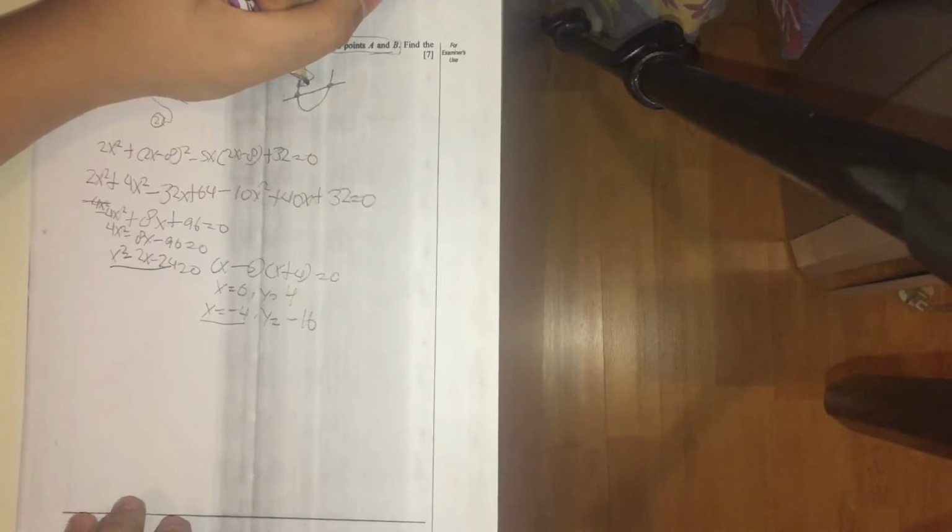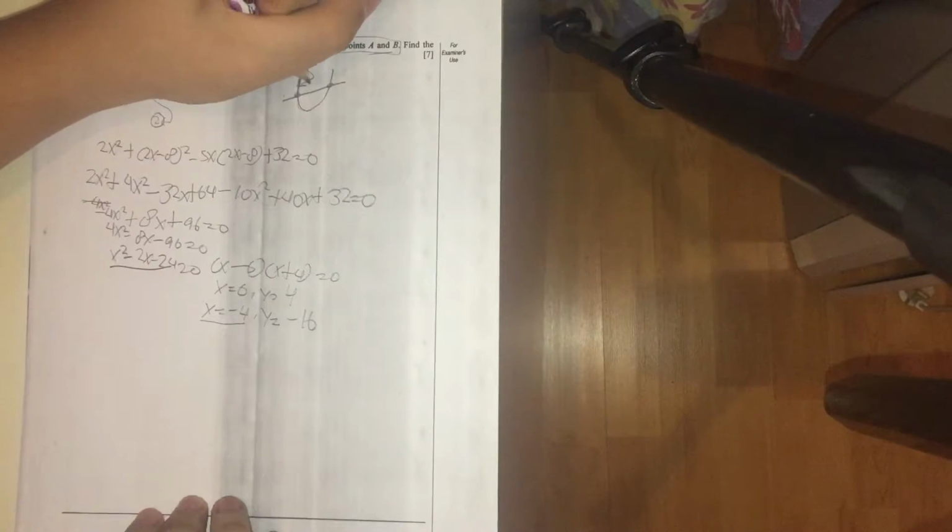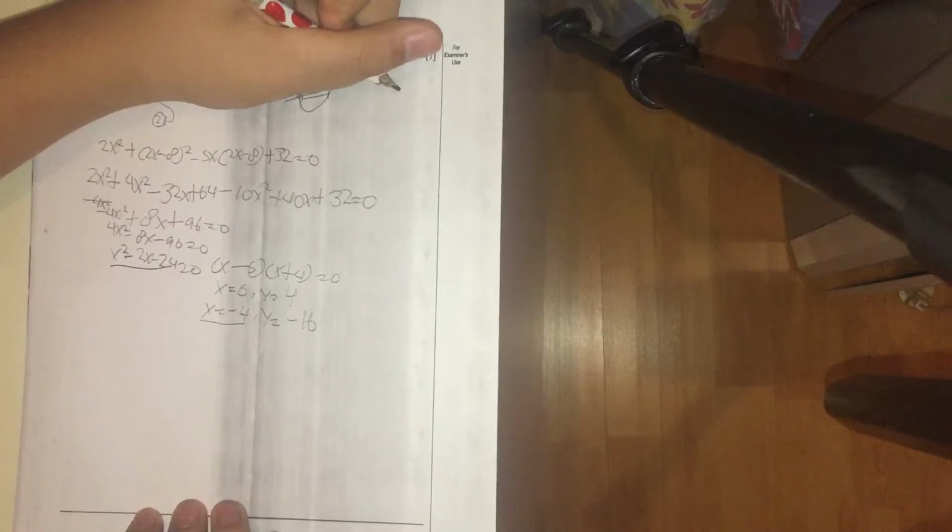Alright, let's clarify this again. We're trying to find the length of A and B. And this A is the coordinate negative 4, negative 16. The coordinate of B is 6, 4. Okay, so we can just simply write over again.